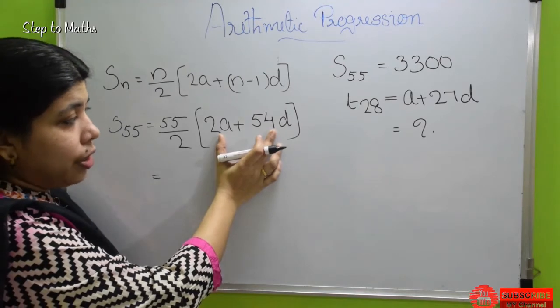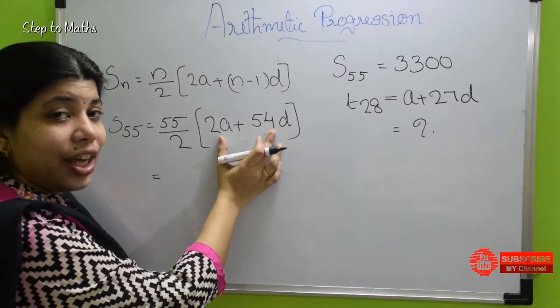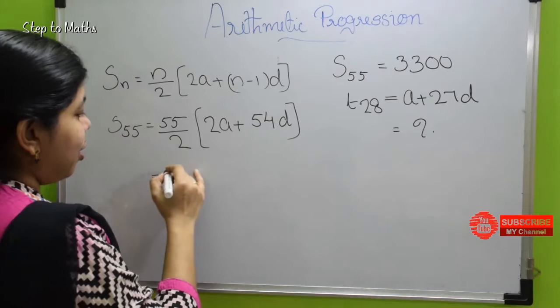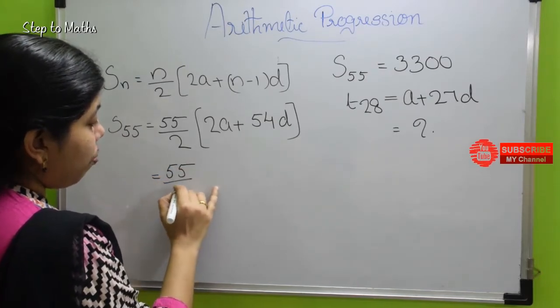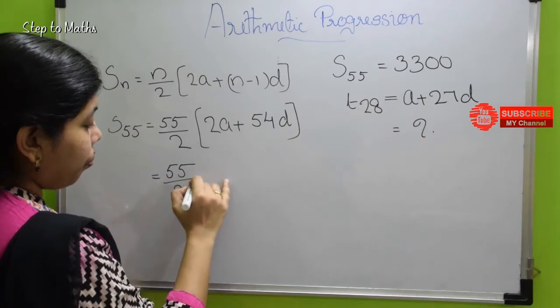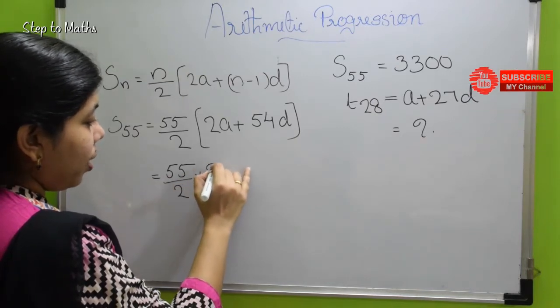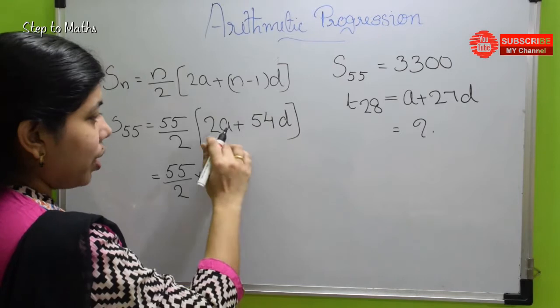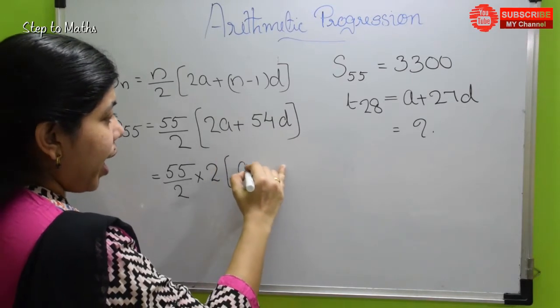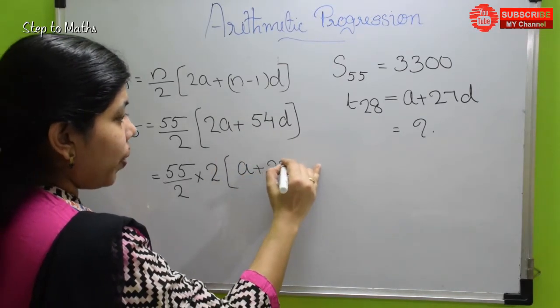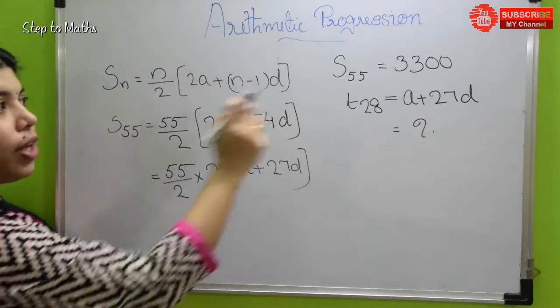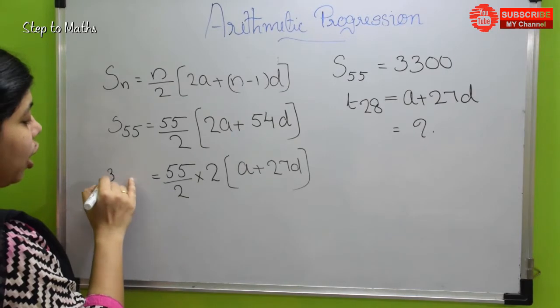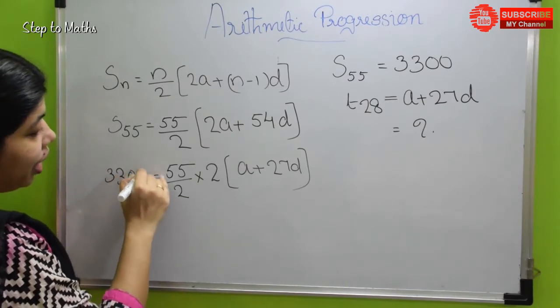From these two terms, 2a plus 54d, 2 is common. So we can write this as 55 upon 2 into, we can take 2 common. So inside the bracket it will become a plus 27d, and the value of S55 is given 3300.